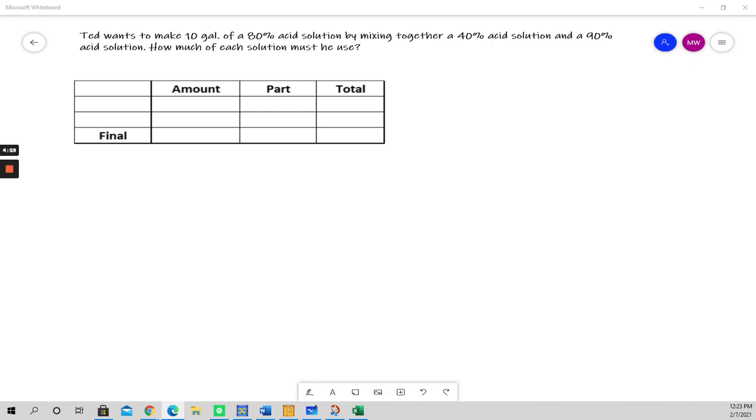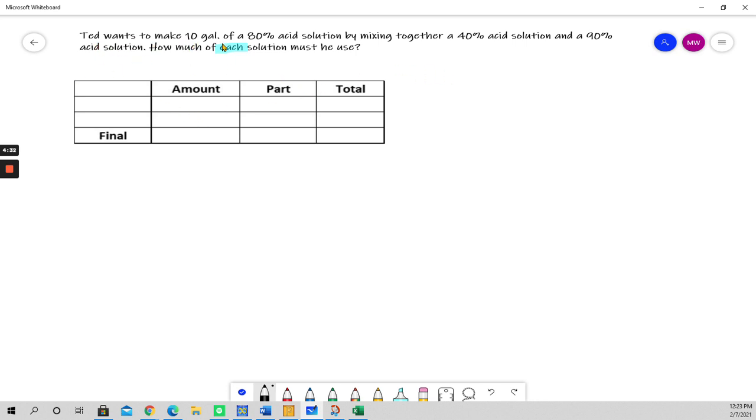Ted wants to make 10 gallons of an 80% acid solution by mixing a 40% acid solution and a 90% acid solution. How much of each solution must he use? So right here where it says each, that means we're looking for two different things, two different variables, which means we're looking at a system of equations. So we're going to start filling in what we know.